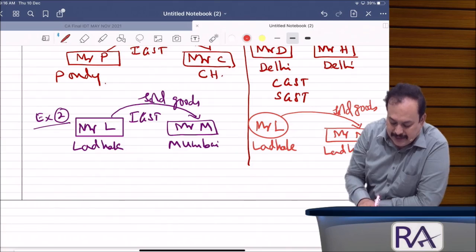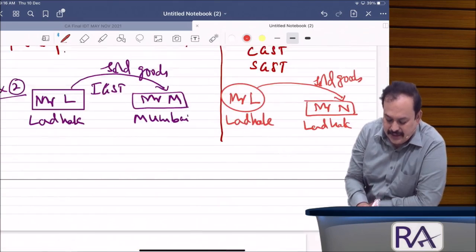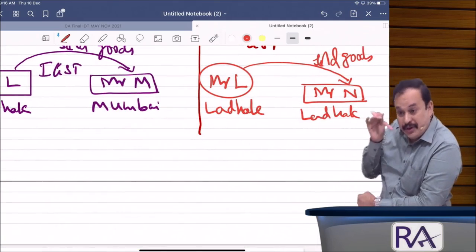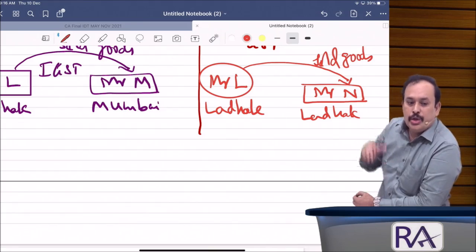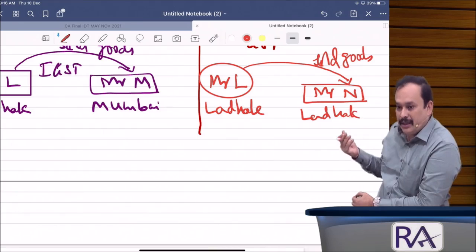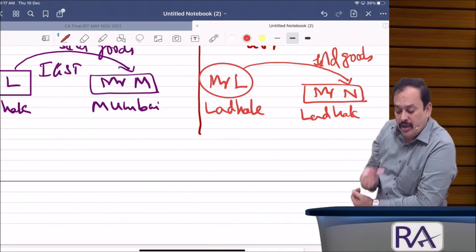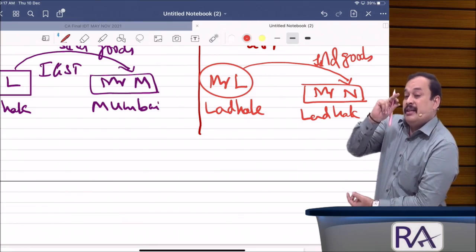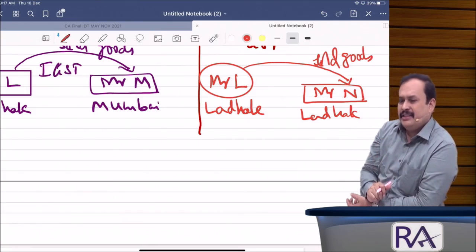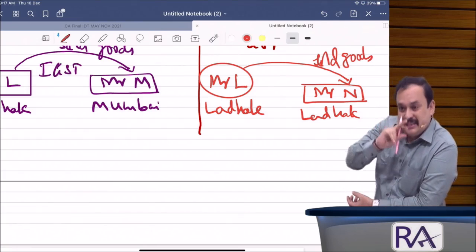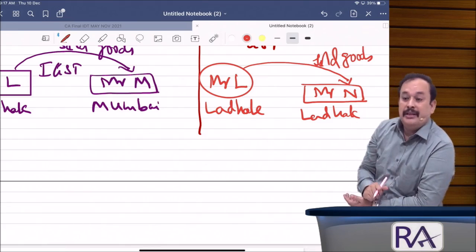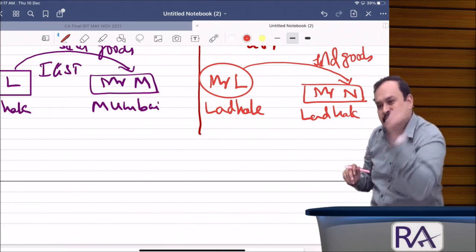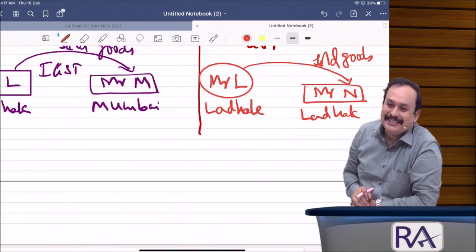Now in the given case, please tell me: L of Ladakh, a union territory with no state assembly, sold the goods to N of Ladakh. In the given case, which levy attracts? IGST? Only UTGST? Or CGST and SGST? Or CGST and UTGST? A, B, C, D. Which one attracts?